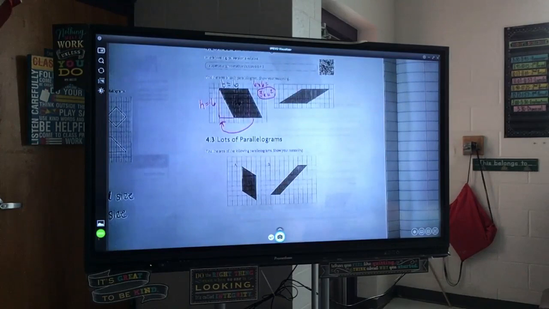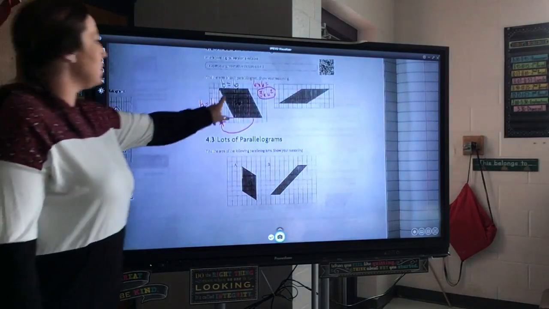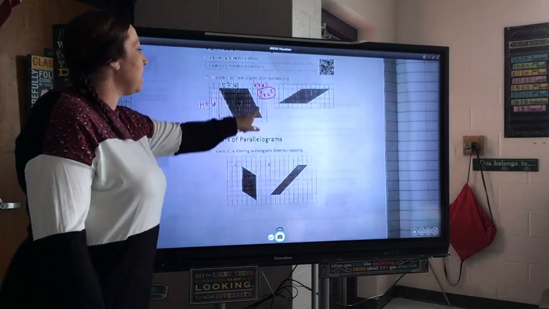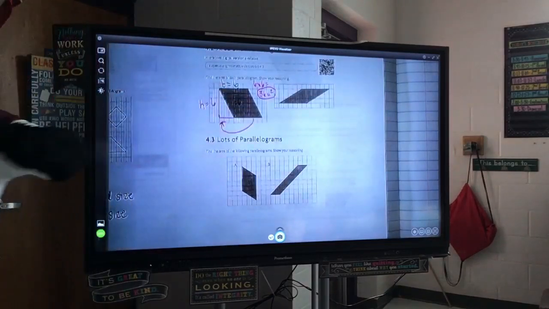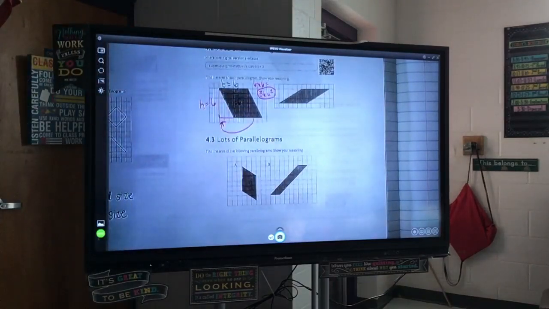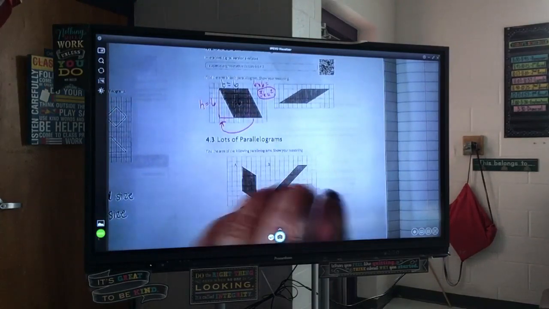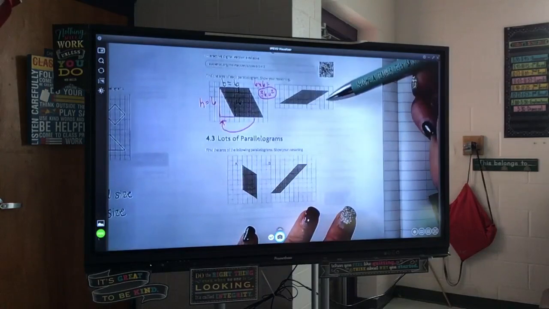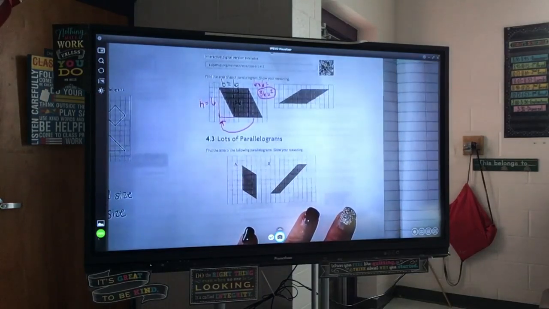Sometimes identifying the base and the height and doing it that way will work. Sometimes cutting it, decomposing it, rearranging it will work. Okay? So now I want you to find the area of this parallelogram. Stand up when you have your answer.